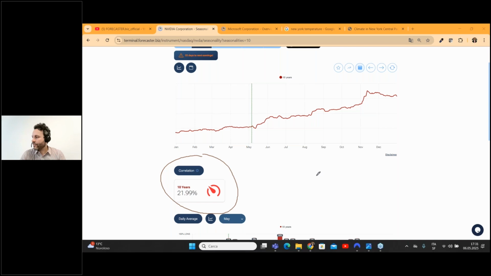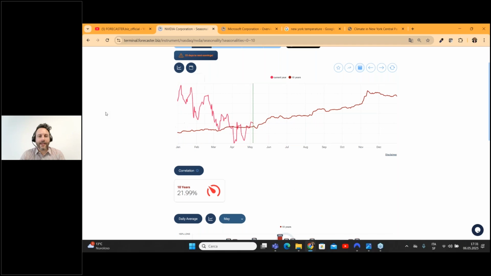The correlation tool is something really interesting because it tells us if the current price, which is here in pink, as you can see, is correlated or not to the seasonality you are watching. So for example, in this case, the current year, the current price is not correlated with the 10-year seasonality at all, okay? It's only correlated almost 22%.